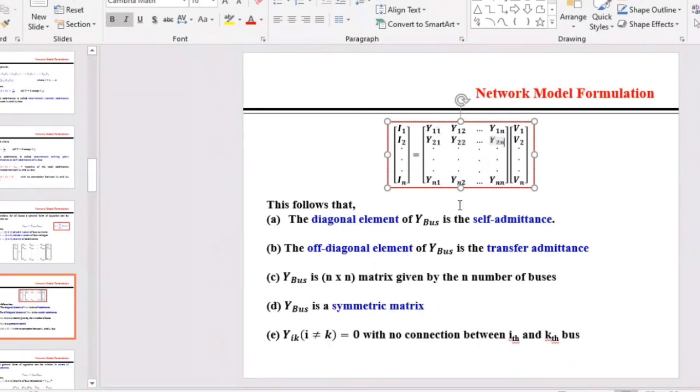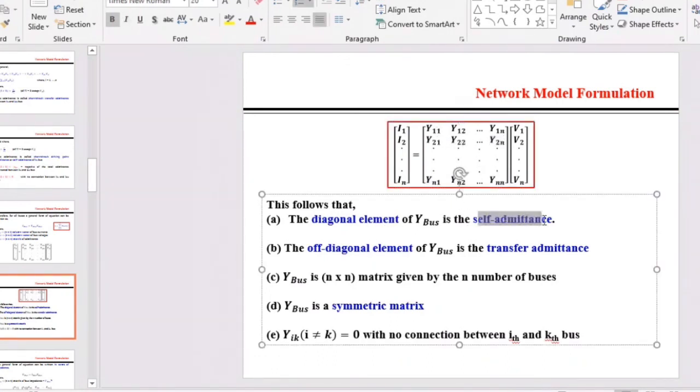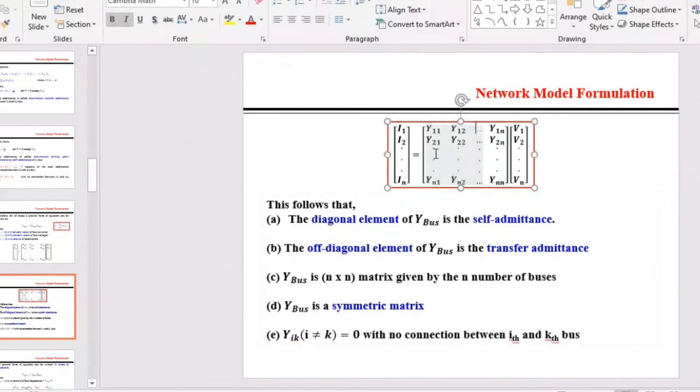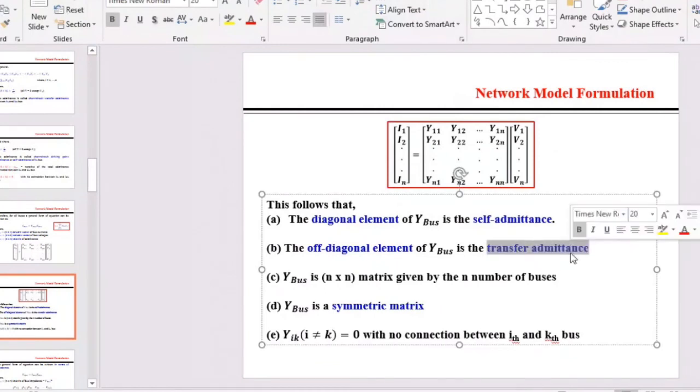So the diagonal is giving the self admittances, whereas for the off-diagonal elements, you see Y12, Y21, Y13, and here will be Y31, Y41, Y51 and so on. They are transfer admittances because they are the interconnections between two buses, like for example bus 1 and 2, or bus 1 and 3, bus 3 and 5, bus 5 and 1 and so on. So they give us transfer admittance.